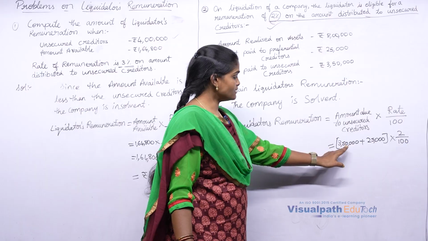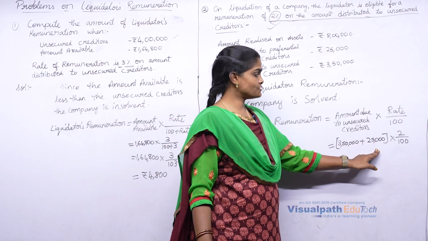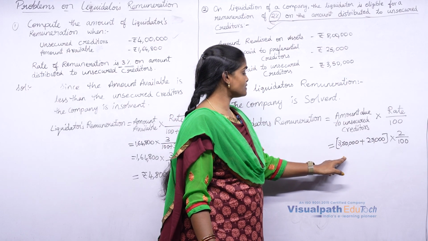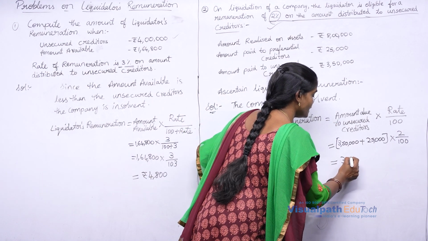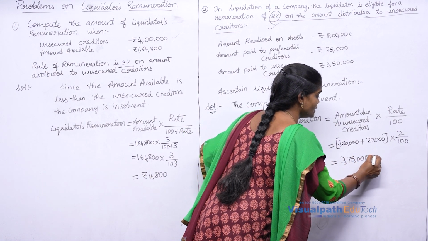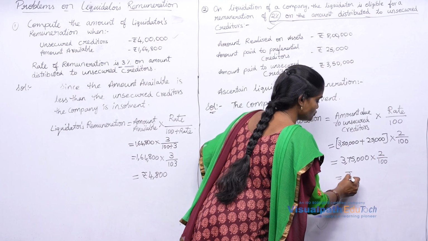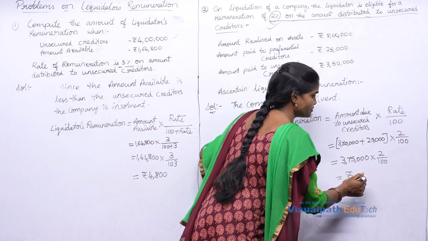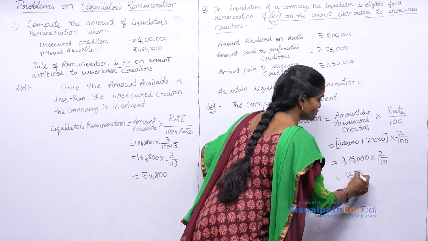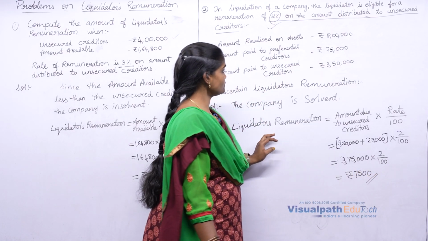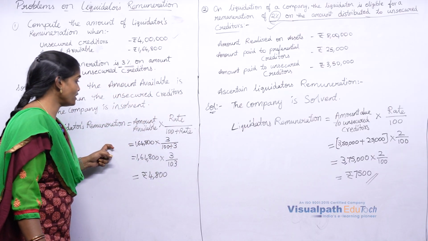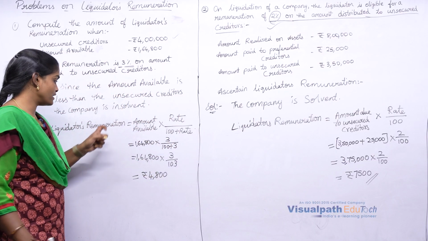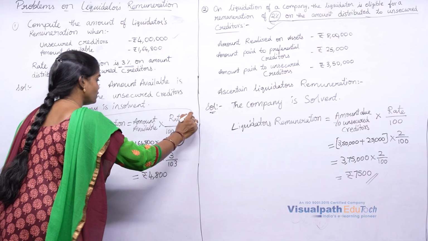So unsecured creditors plus preferential creditors: how much do we get? 3,50,000 plus 25,000 gives 3,75,000 into 2%. 2% of 3,75,000 is rupees 7,500. So like this we calculate the liquidator's remuneration. This is the formula we use when the company is solvent.